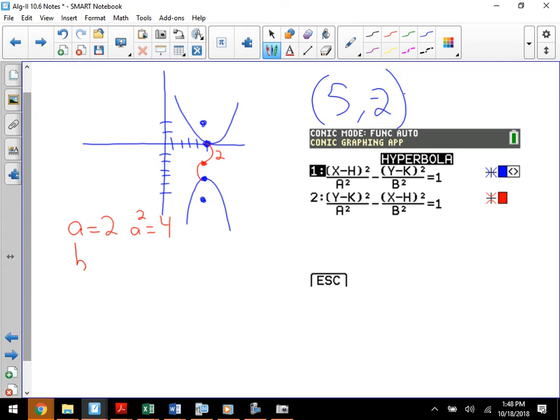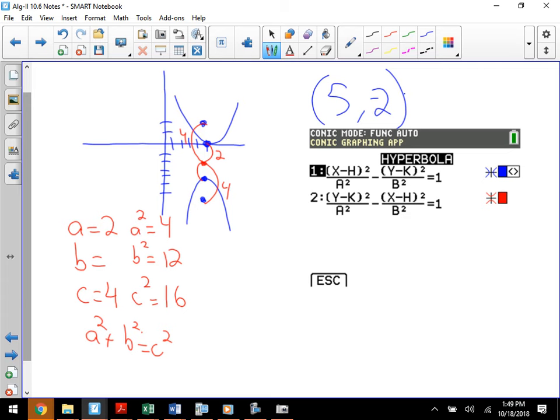Good job. B, working on it. C is center to focus. Center to focus was up 4, or down 4. So my c value is 4. C squared is 16. To find b squared with a hyperbola, what's between the a squared and the b squared for a hyperbola? Plus. So 4 plus what is 16? 12.